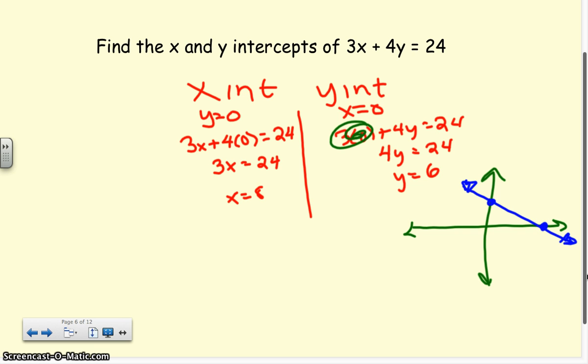I think that's about where I want to stop for today. So again, what we're finding is our intercepts. When we find our intercepts, we want to make sure to create a t-chart and do the x-int, the y-int. We want to make sure to set the opposite variable to 0 and then go through and solve.